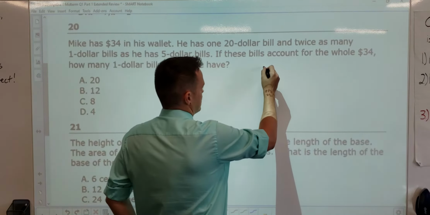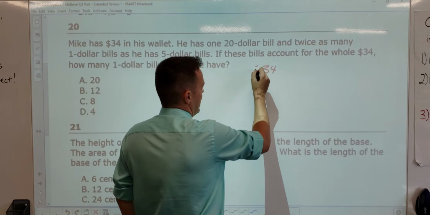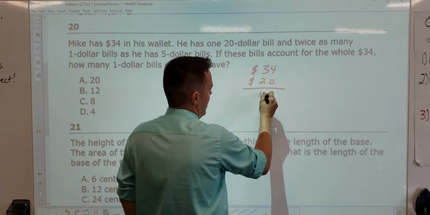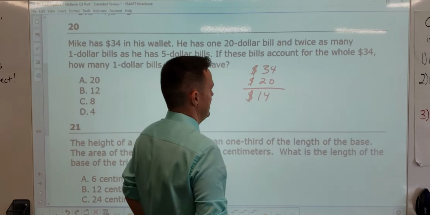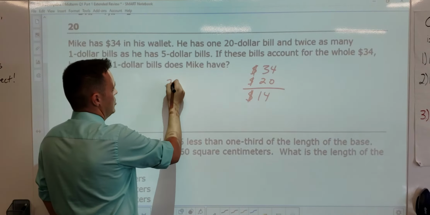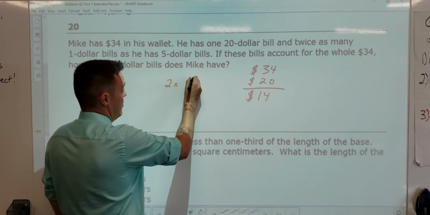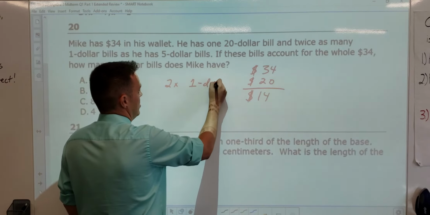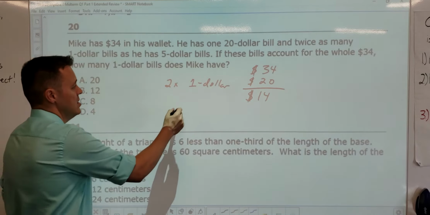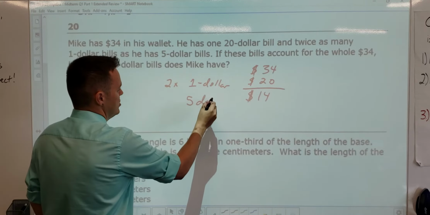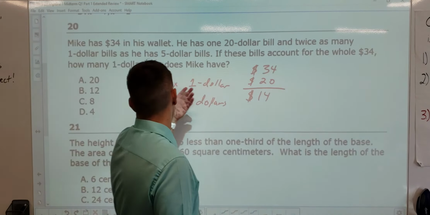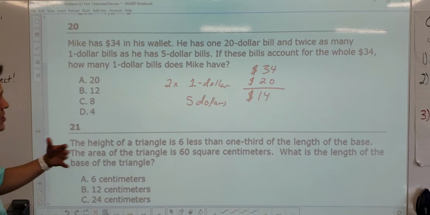Okay, so let's think about this real quick. If he has $34 and he has a 20 in there, how much has he got left? That'd be 14. All right, so he's got 14. Now let's continue. He has twice as many $1 bills as he does $5 bills. So what you're trying to ask yourself, ladies and gentlemen, is how many $1 bills does Mike have for this particular problem?